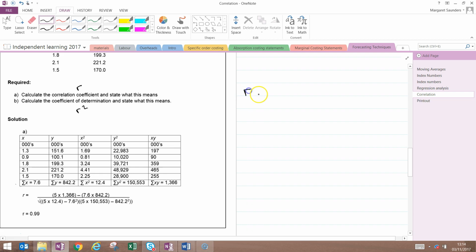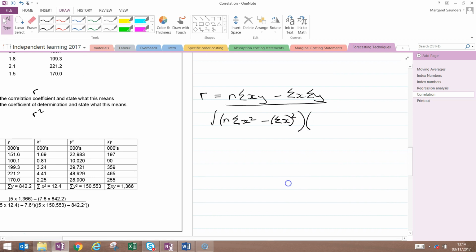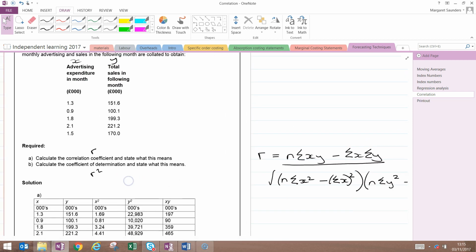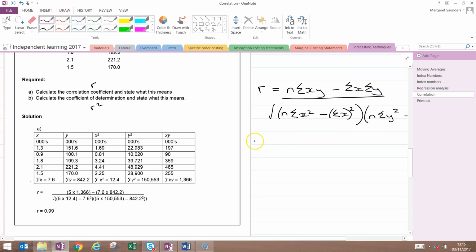The correlation coefficient r is equal to n sigma xy minus sigma x sigma y, divided by the square root of n sigma x squared minus (sigma x) squared, times n sigma y squared minus (sigma y) squared. n represents the number of sets of data. We've got 1, 2, 3, 4, 5. So n is 5.